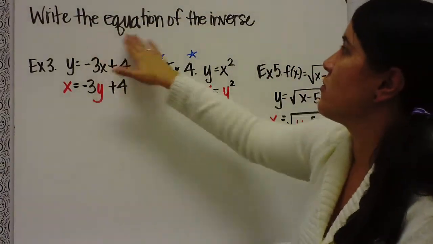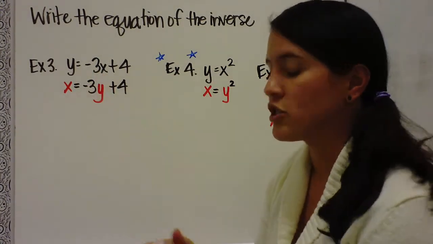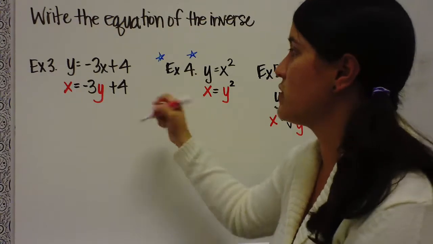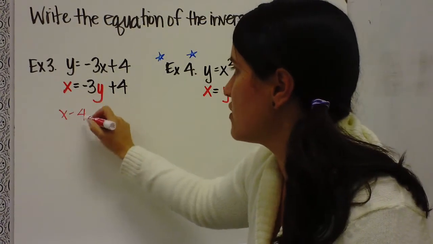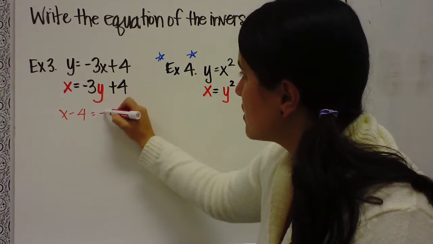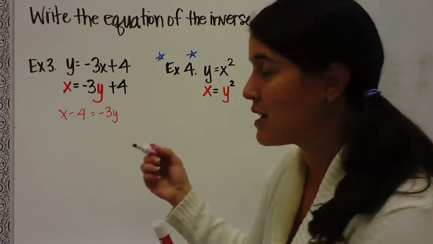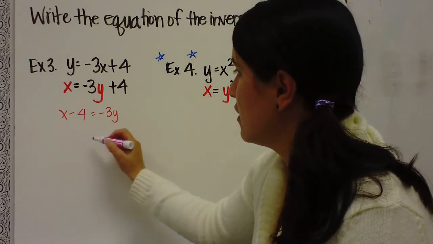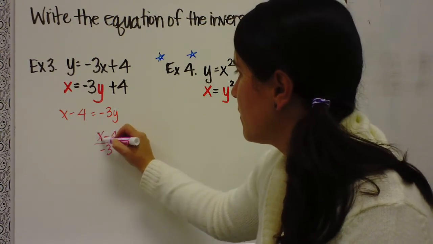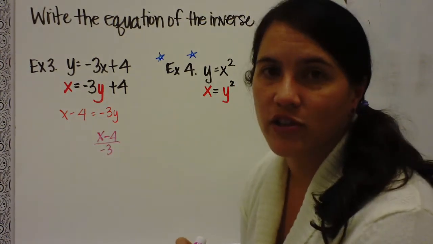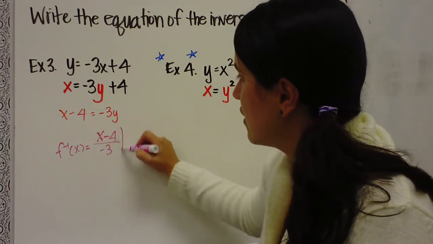Right. So write the equation of an inverse. Here we go. I rewrote it, I switched my x and my y's, and now I'm going to solve. I'm going to subtract 4 from both sides. So I get x minus 4 equals negative 3y. Then you're going to divide both sides by negative 3. So x minus 4 divided by negative 3. That is the equation of my inverse. So f inverse of x is this.